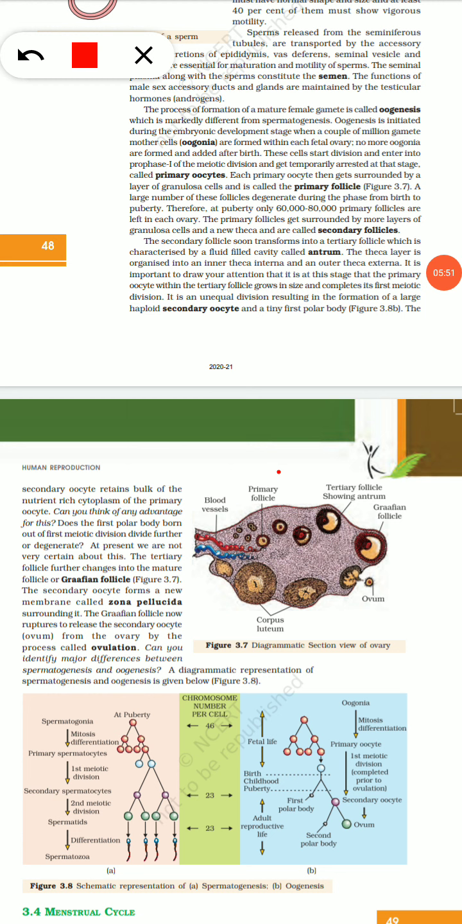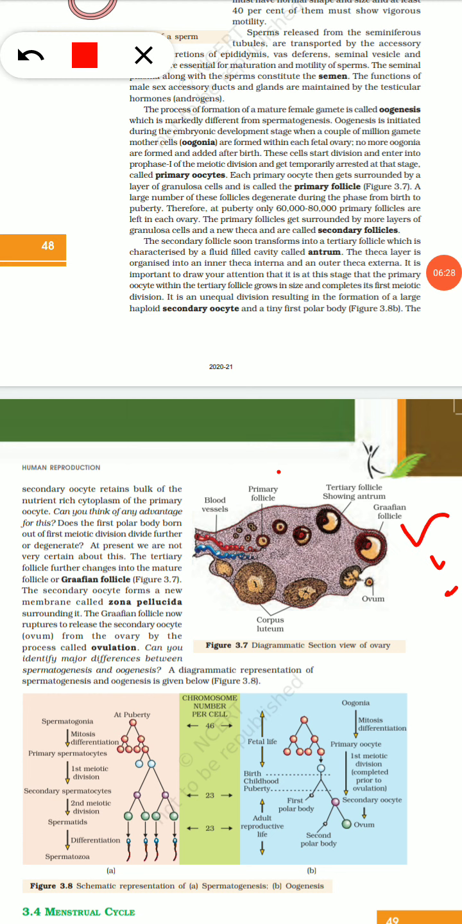When the tertiary follicle grows in size, it completes the first meiotic division. It is an unequal division that occurs, and there is a formation of a secondary oocyte and a tiny polar body. The secondary oocyte retains the bulk of the nutrient rich cytoplasm of the primary oocyte. Now this tertiary follicle will mature and form the Graafian follicle.